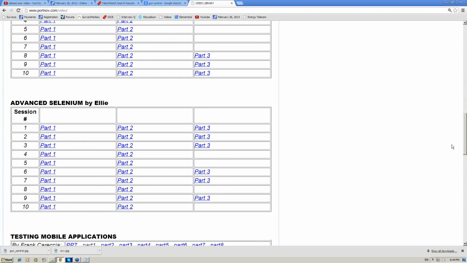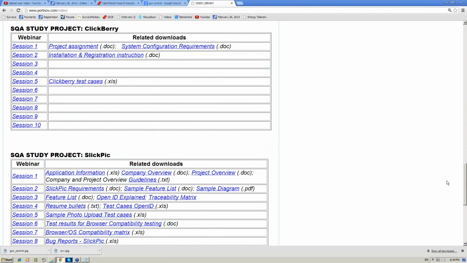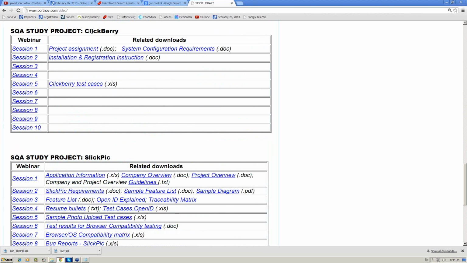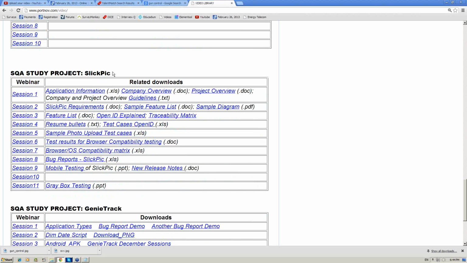So if you scroll down, okay, the video page, we have three projects here. One is called ClickBerry, which is a video processing, video editing application, and another one is SlickPick. I prefer to put you on SlickPick because it comes with tons of documentation here. That one is a photo sharing application. So if it is photo sharing, it is SlickPick.